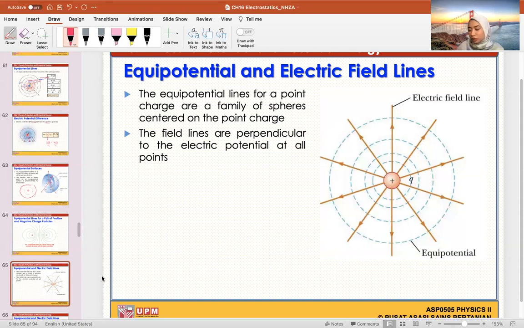Okay, so we talked about equipotential lines. We talked about equipotential surface. Equipotential means equal potential, right? And equipotential line is different than electric field lines. Different, okay? This is equal potential, equal V. This is E, different.